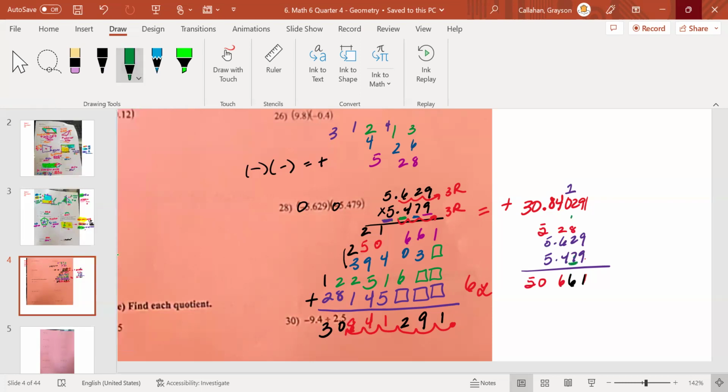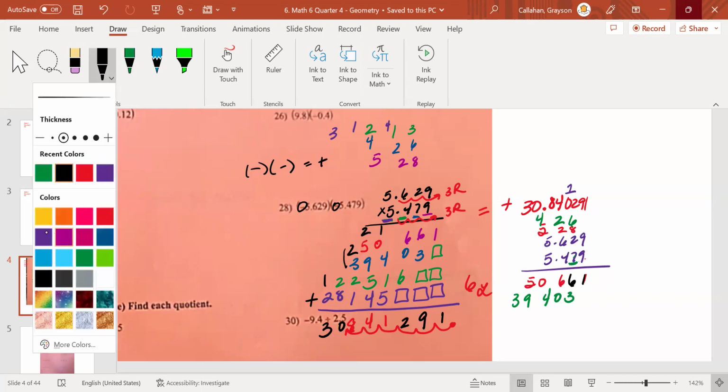7 times 9 is 63. 14, so that'll be a 20. 42 plus 2 is 44. 35, 39. Let's see. 5.629 times 7. 39 for all three. Okay, so that's good.